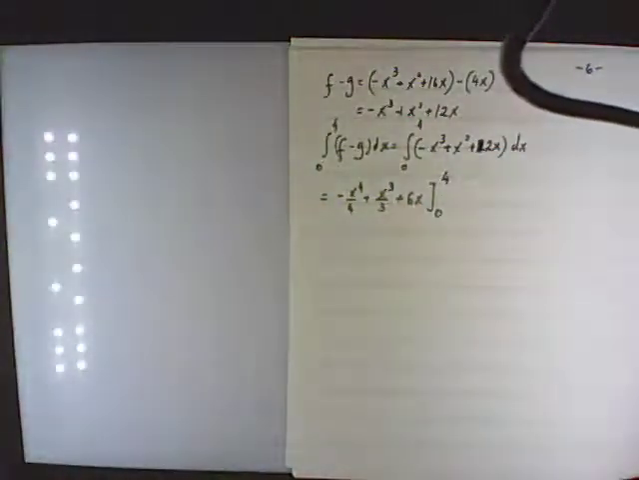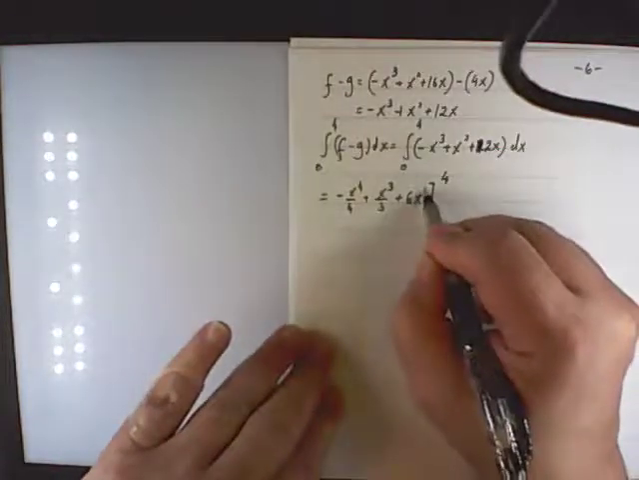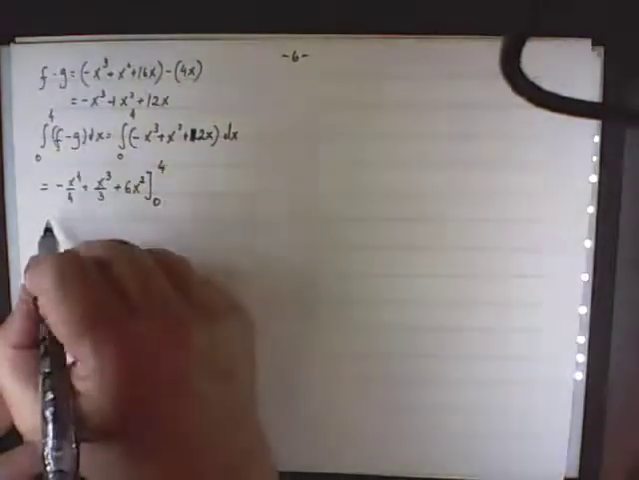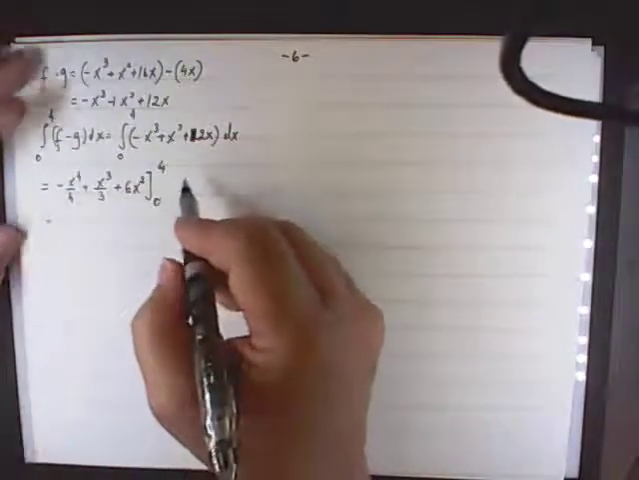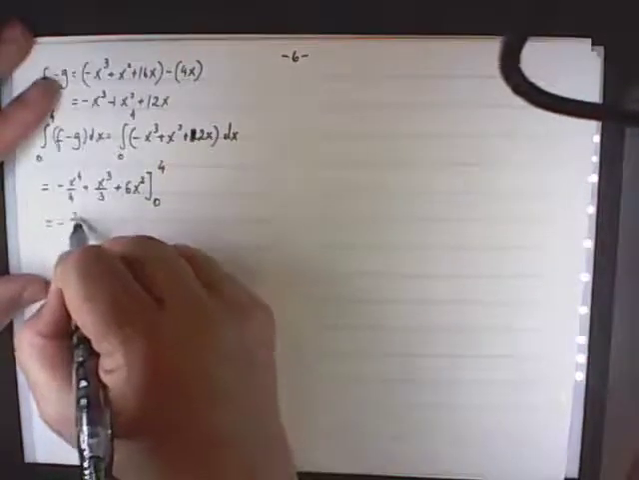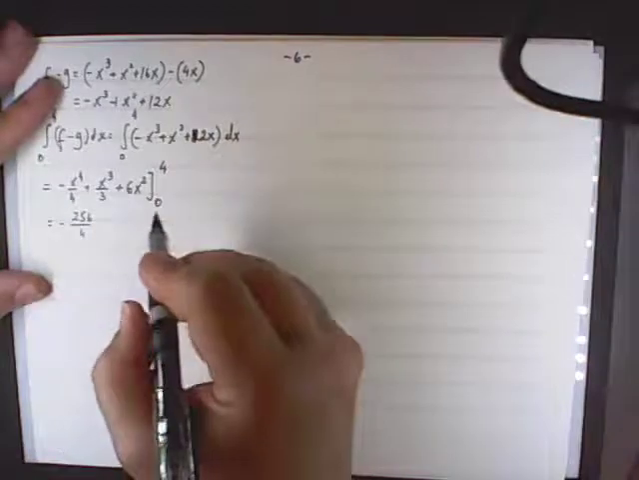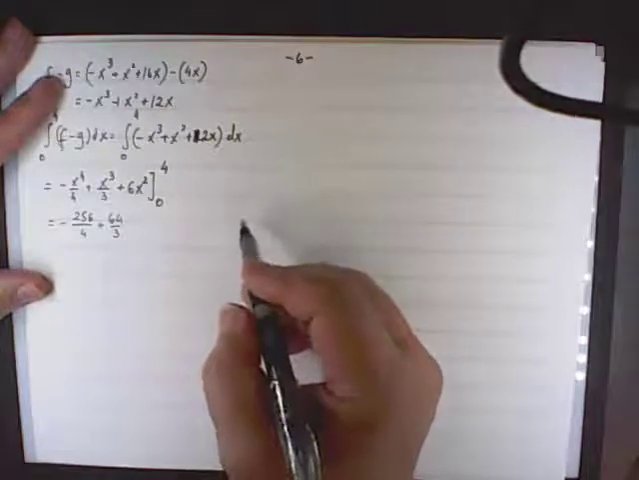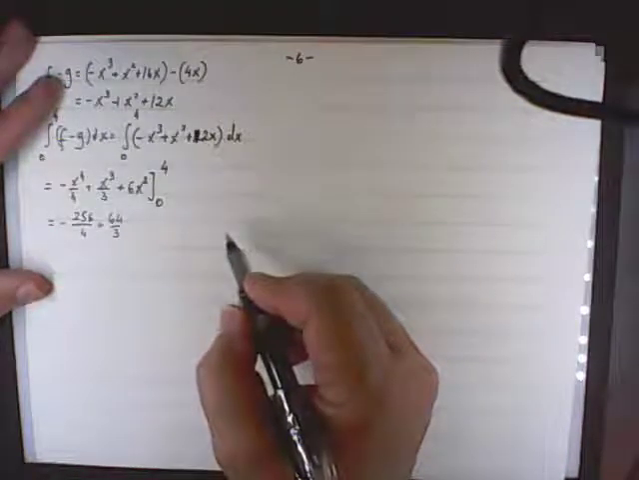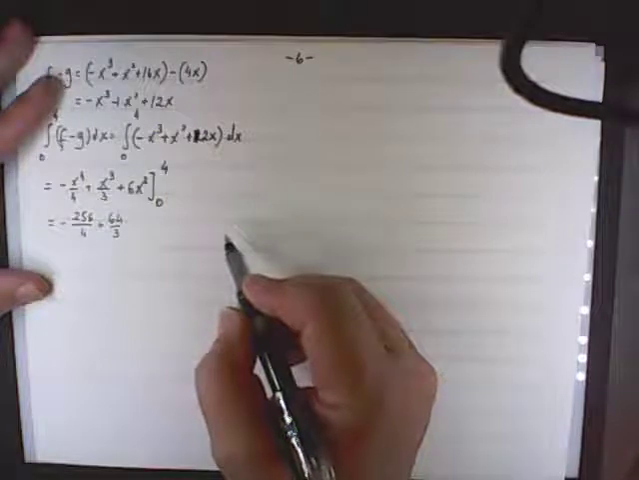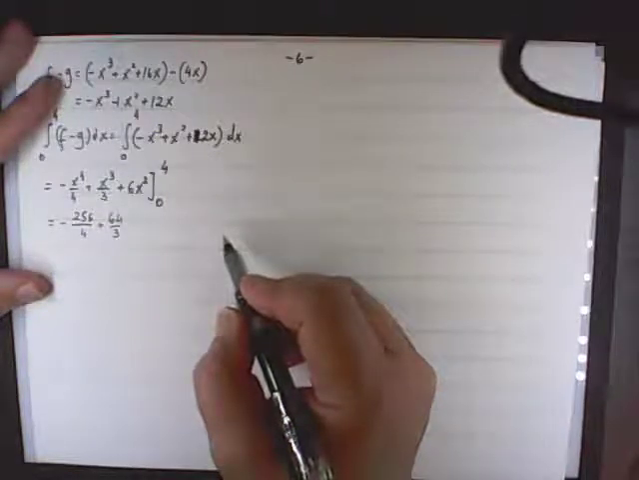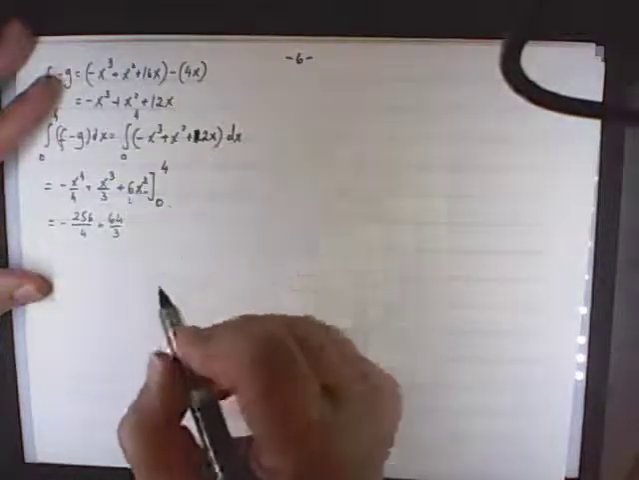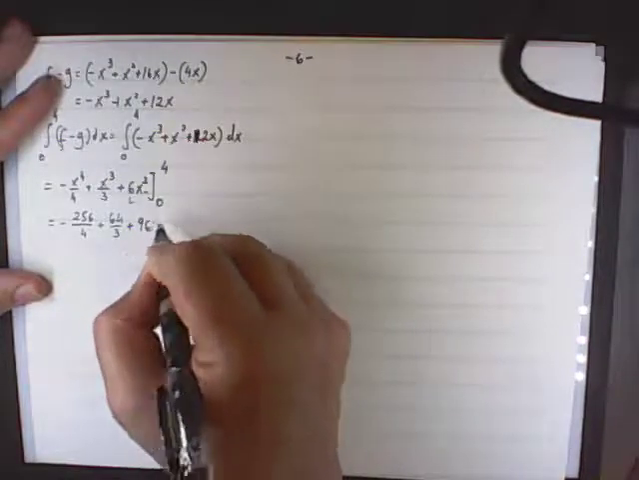David, am I doing okay so far? Okay, so evaluate: 4 to the 4th is 256. 4 cubed is 64. And 6 times 16: 16 times 5 is 80, 16 times 6 is 96.